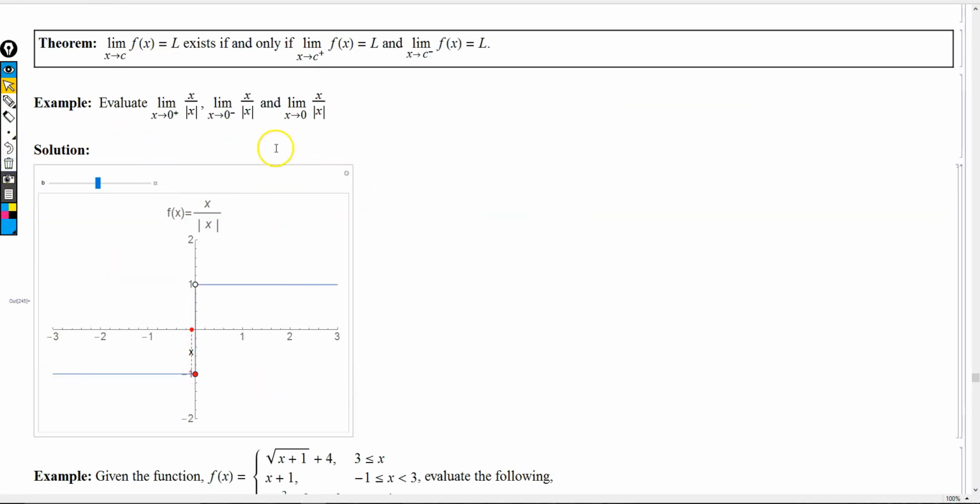The first one here, let's take a look at the limits as x approaches 0 from the right and from the left, and the full limit for the function x divided by absolute value x.